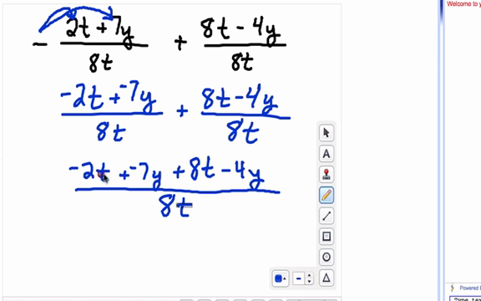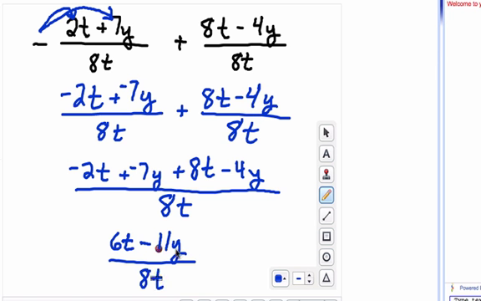We have a negative 2t plus 8t, and that gives us 6t. And a negative 7y minus 4y, that's the same thing as a negative 7y plus a negative 4y, which gives you a negative 11y. So we write minus 11y over 8t.